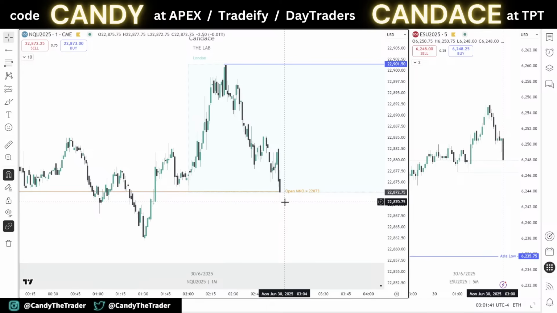Okay, price came back to the midnight opening price, and swept this low. Oh my god, Ollie, this indicator is so important. Thanks for that. The midnight opening price level is so important.